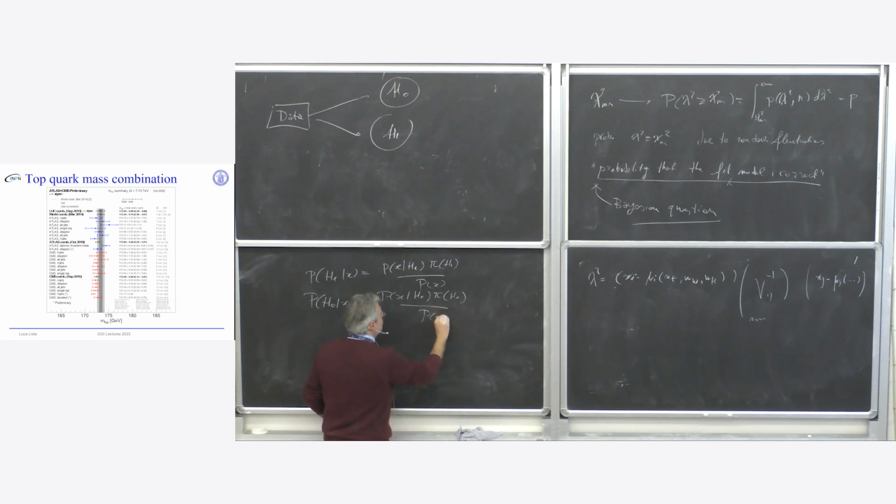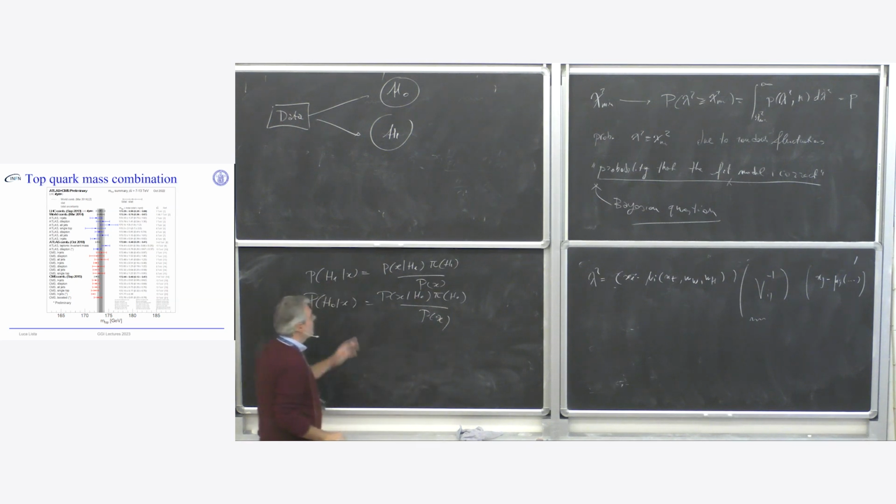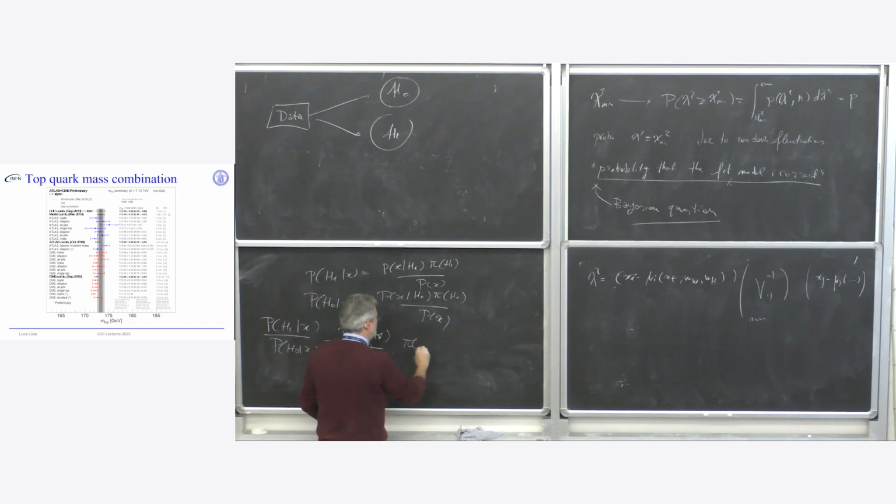And in the ratio of the two hypotheses, the denominator, which is the hard part to compute, and which you remember we have to decompose, cancels. So I can write that the probability of H1 divided by the probability of H0 is equal to the ratio of the likelihoods divided by the ratio of the priors.